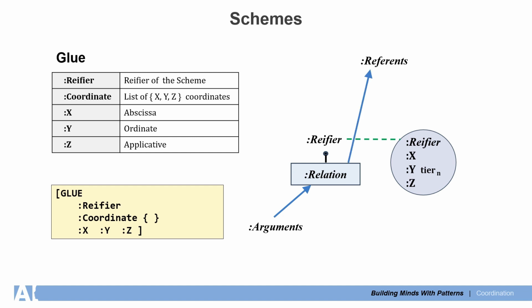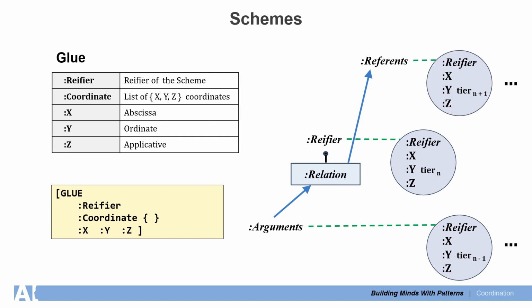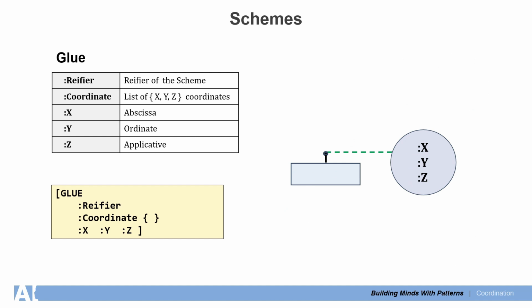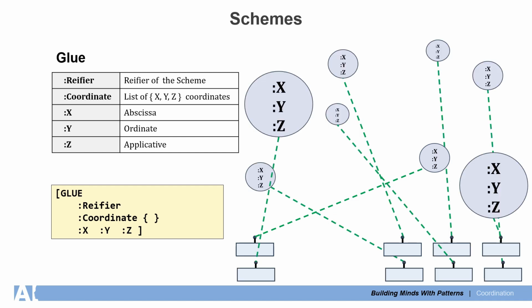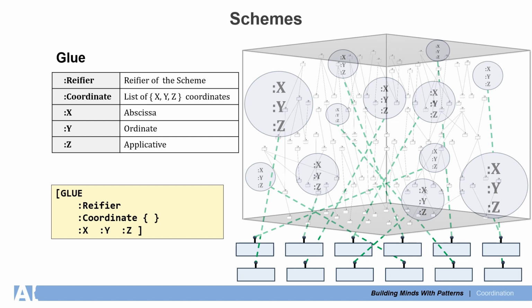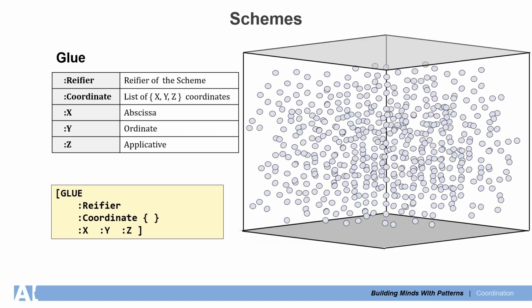The referents are typically above the scheme on higher tiers. The arguments are typically below the scheme on lower tiers. Each reifier, whether argument or referent, is eventually glued into the totality. From the perspective of glue, each reifier is a distinction that occupies a specific Euclidean coordinate within the totality. This can be called a glial view of the totality.